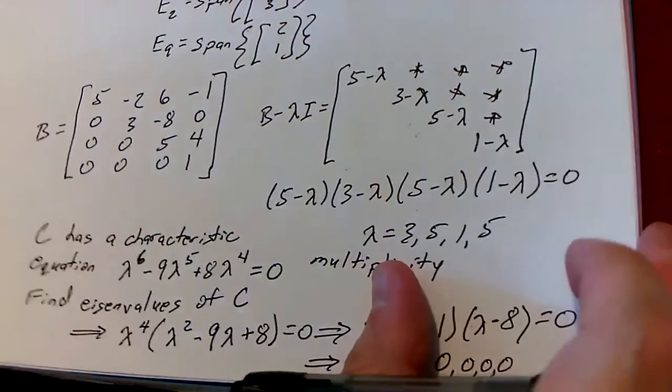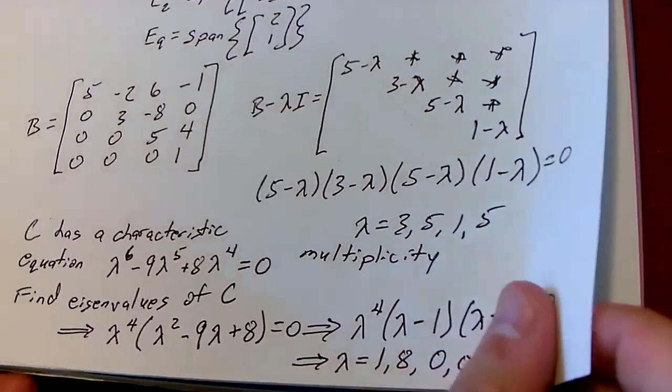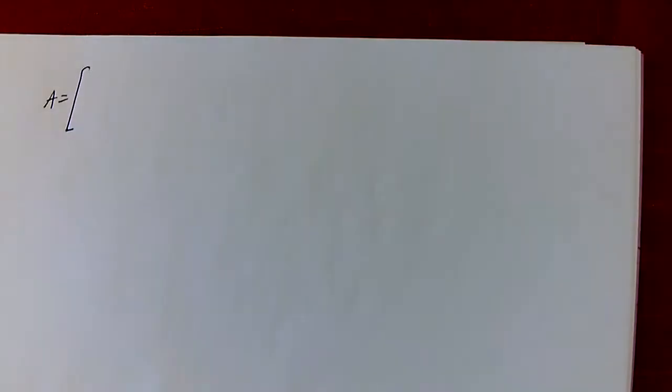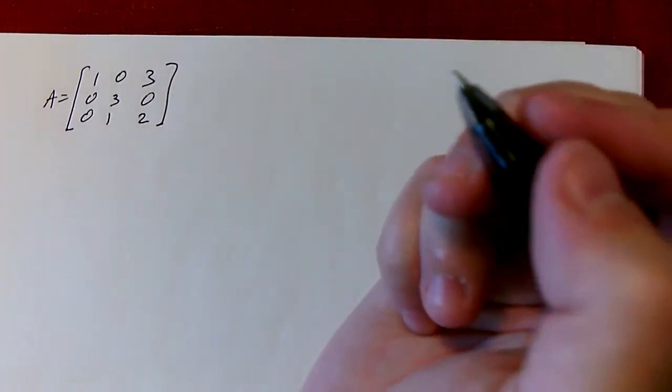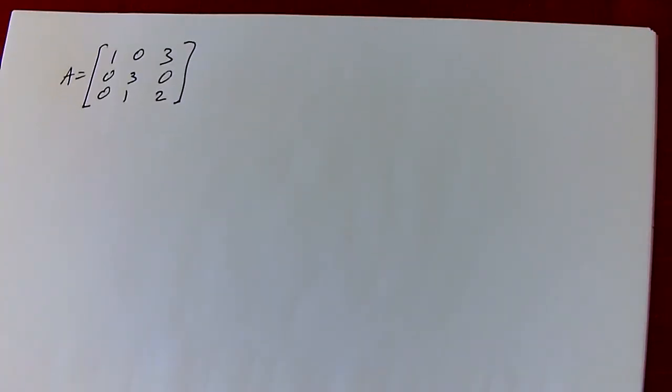Okay, continuing. So one more example of this type, and then a definition we need to discuss. I'm going to have a matrix A. This matrix A is equal to 1, 0, 3, 0, 3, 0, 0, 1, 2. So it's a 3 by 3 matrix.